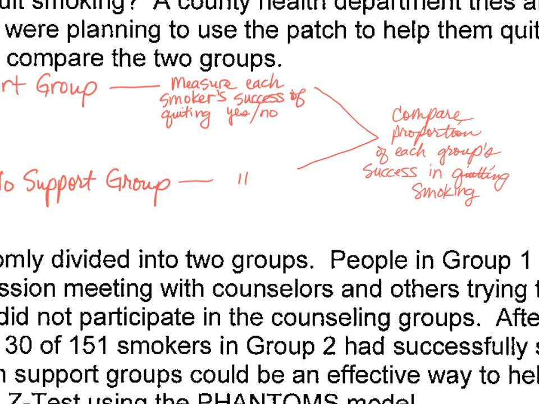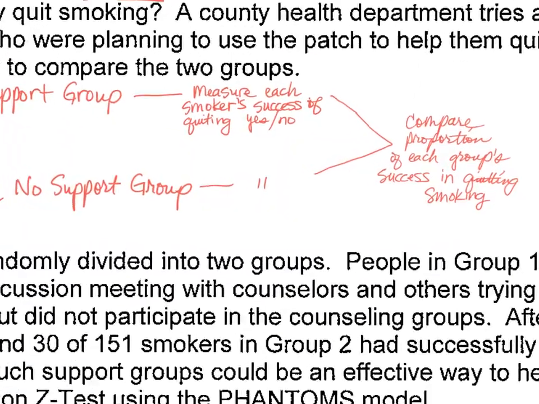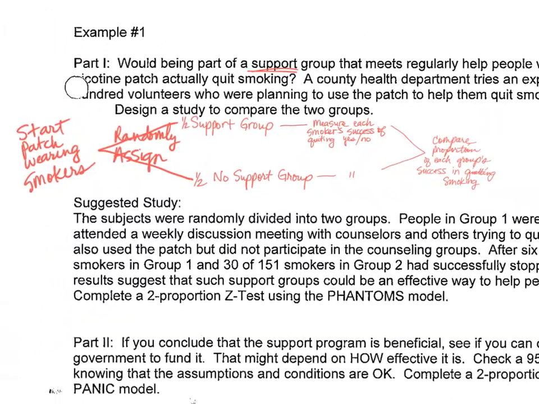So we're comparing that. And where in this diagram does a 2 proportion z-test come into play? What of this entire diagram does a 2 proportion z-test do?